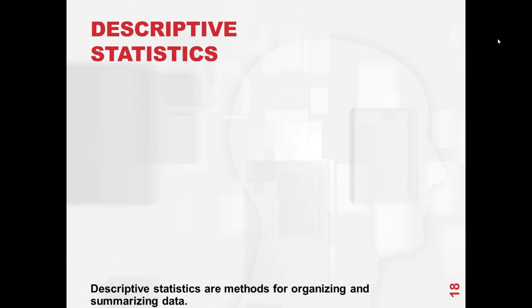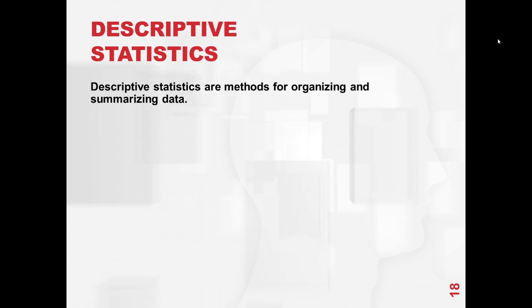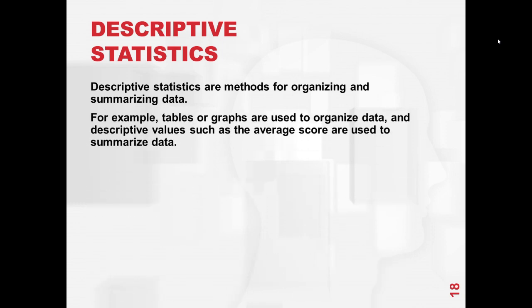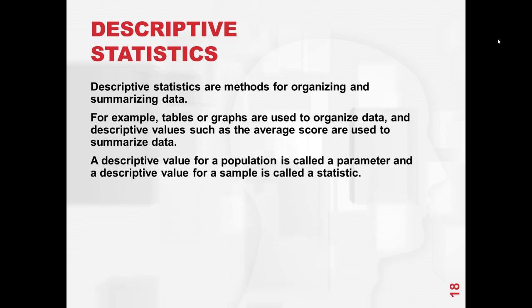Descriptive statistics. Descriptive statistics are methods for organizing and summarizing data. For example, tables or graphs are used to organize data, and descriptive values such as the average score are used to summarize data. A descriptive value for a population is called a parameter. A descriptive value for a sample, for example, is called a statistic.